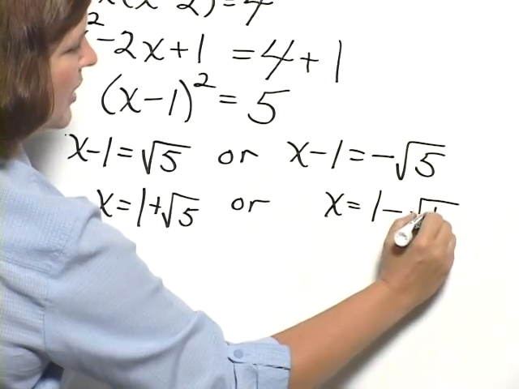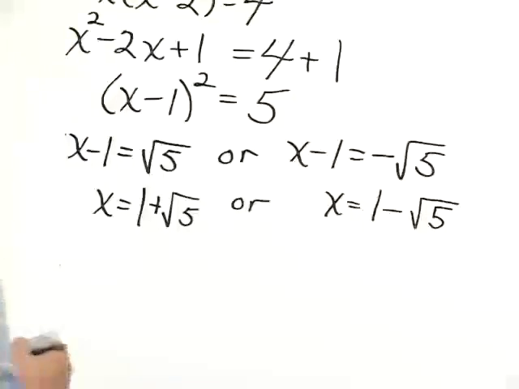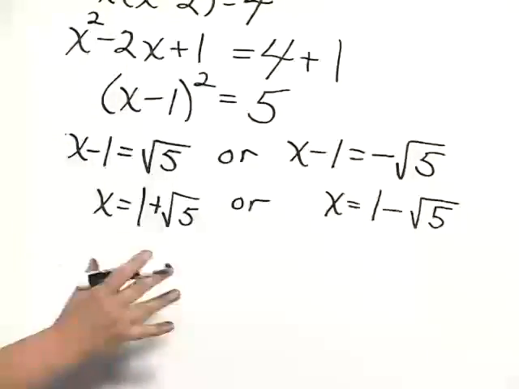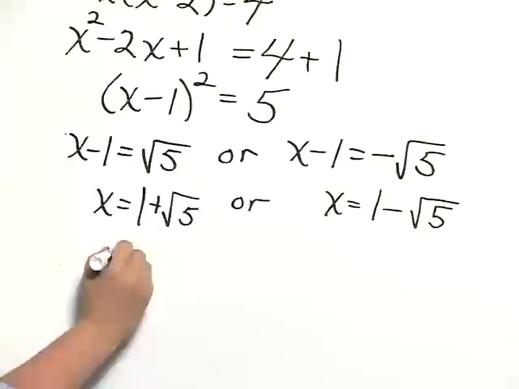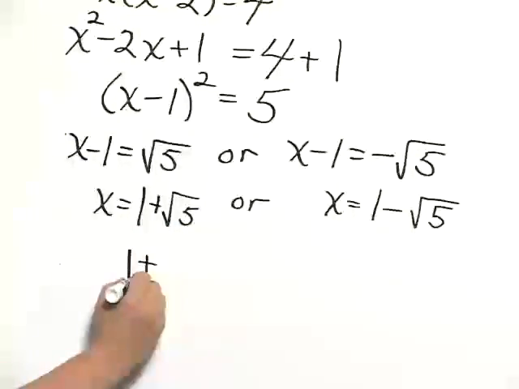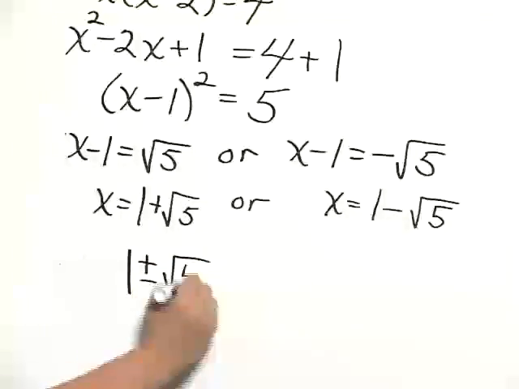And remember, we only needed to solve for x, so we're done, and we can state this a little bit more clearly, or succinctly, I guess, saying that x is 1 plus or minus the square root of 5.